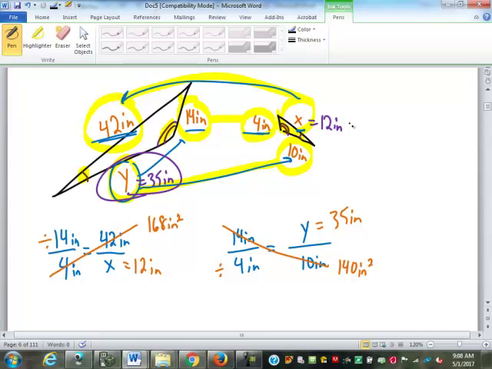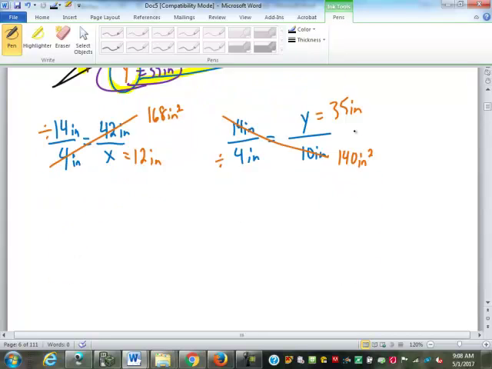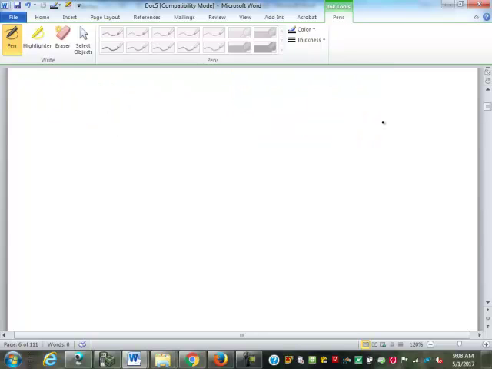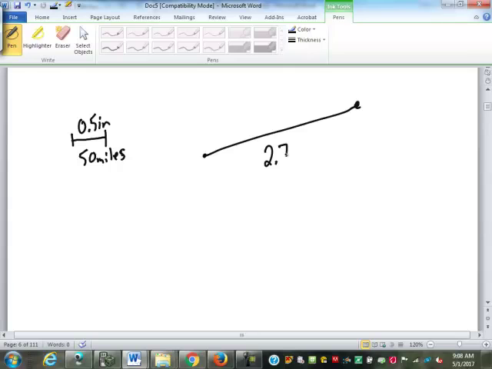These are used a lot. One example might be on a map. You have 0.5 inches equals 50 miles. And you have something on the map that measures out 2 3/4 inches, 2.75 inches.